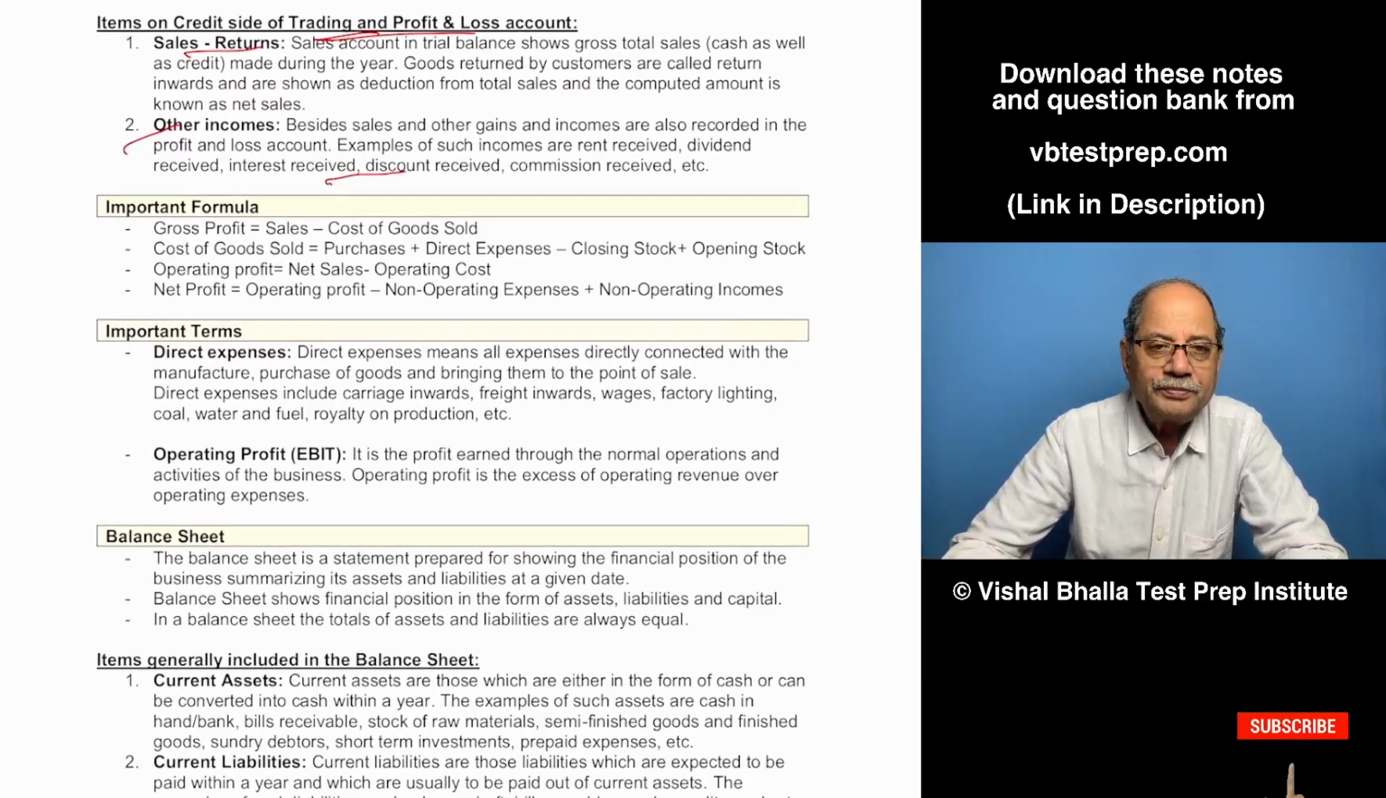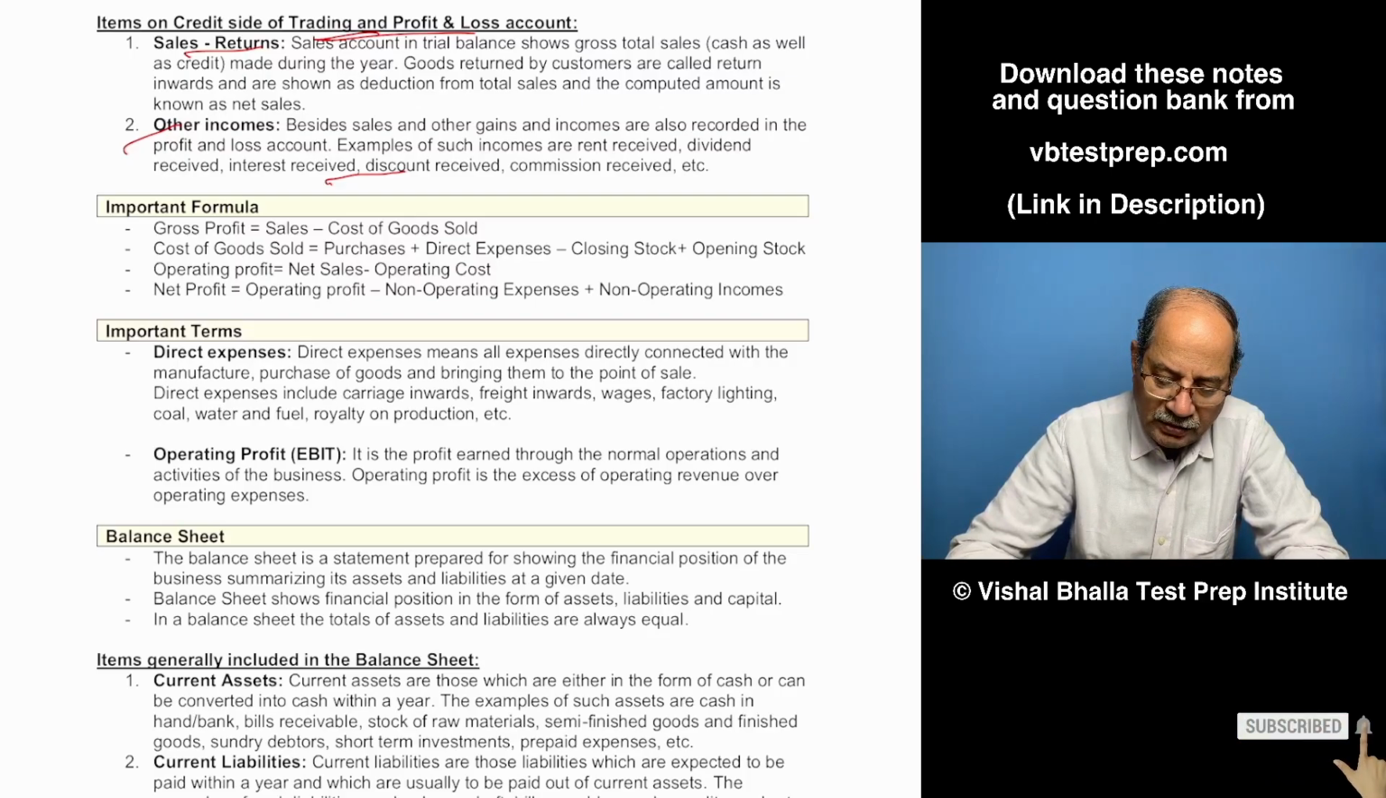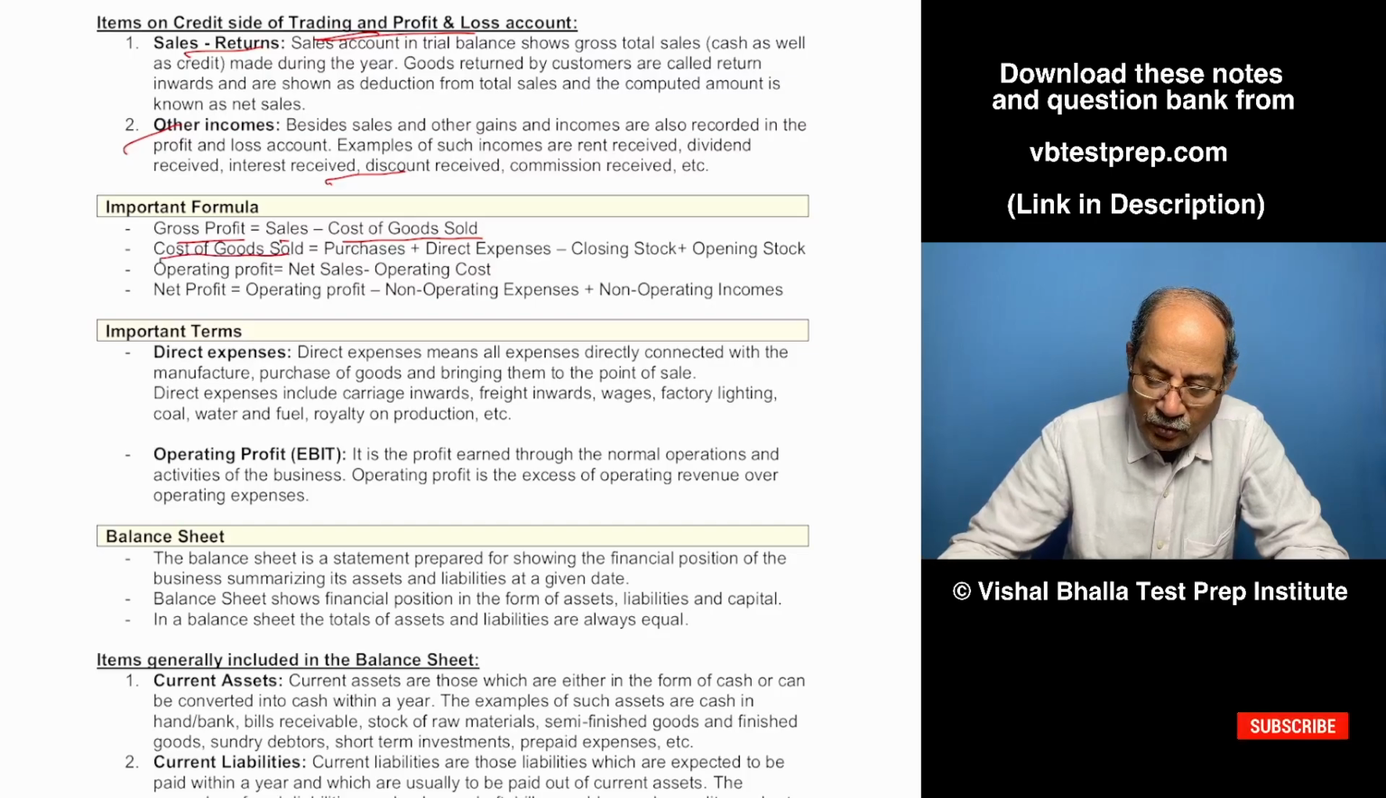Now some formulas. They may not ask you to draw the profit and loss account and so on. They can give you certain figures to find out the gross profit or the amount of net profit. So these are a few formulas. Gross profit is always equal to sales minus cost of goods sold. Sales should be net sales. How to get the cost of goods sold? The formula is: purchases plus direct expenses plus opening stock minus closing stock. Purchases should again be net.